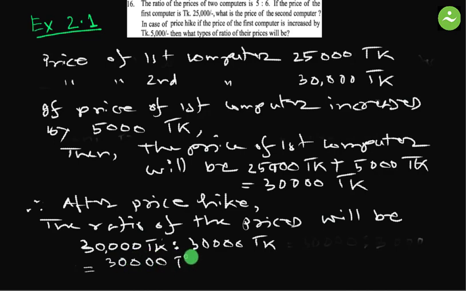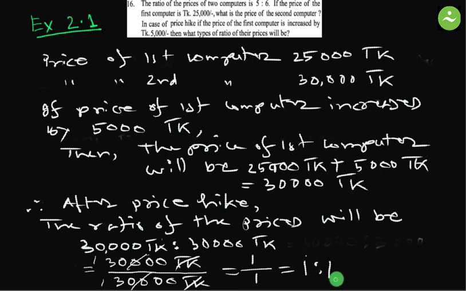30,000 taka by 30,000 taka equals, if we simplify, taka gone, and 30,000 and 30,000 gone, divide both by 30,000, it becomes 1 by 1 equals 1 is to 1. So that is a unit ratio. So what type of ratio is it? This is a unit ratio.